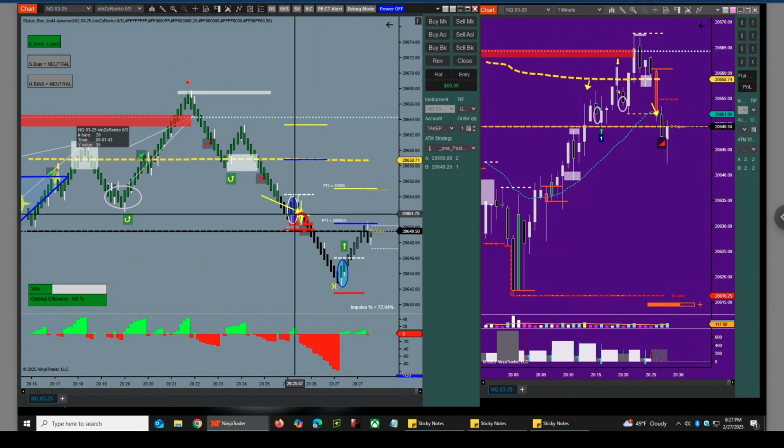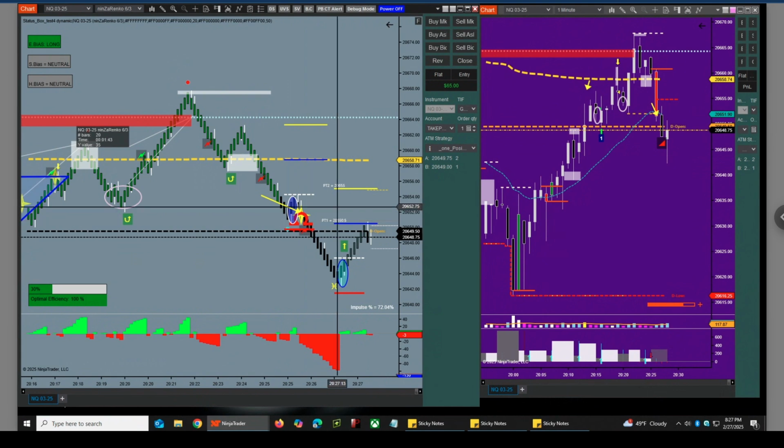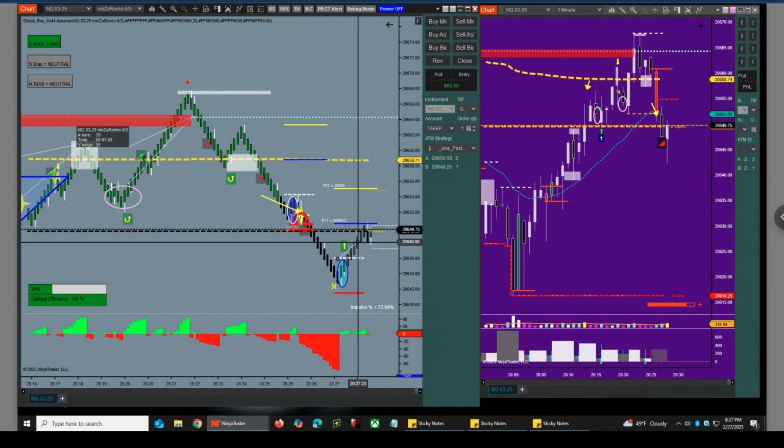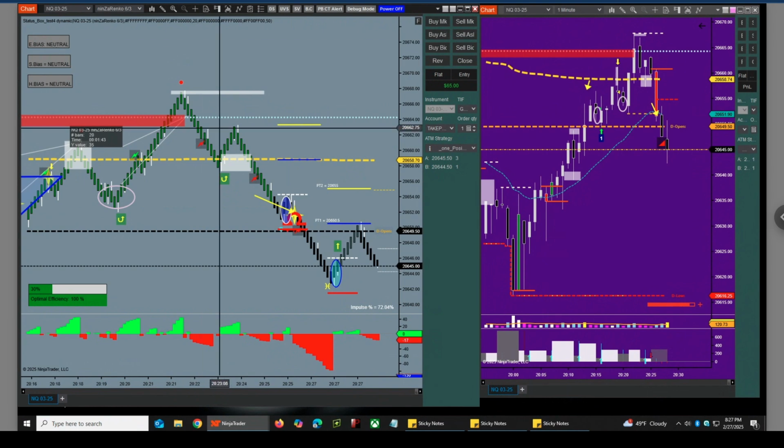Only problem with that, that wasn't a signal. That wasn't any type of signal for me. There's nothing I can do about that. What I could have done, however, is taken this long, but it moved too fast. Damn, 20 ticks, $100 right there.